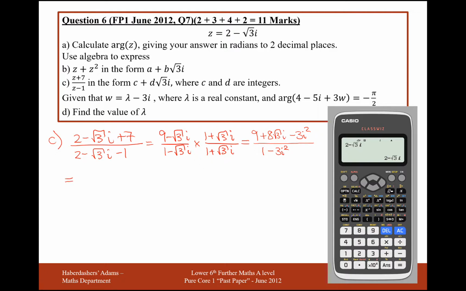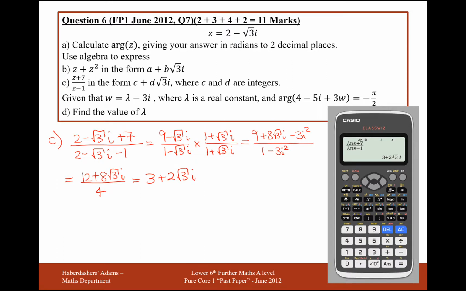So let's simplify all of this. So i squared is minus 1, so that'll make it a plus 3. That will make it here a 12 plus 8 root 3i. And on the denominator, it's going to be 1 plus 3, so that'll make it a 4. Great, we can cancel some of this down here. 12 cancel down with a 4 will make a 3. And the 8 will cancel down with a 4 here to make it 2. So it'll be 3 plus 2 root 3i.